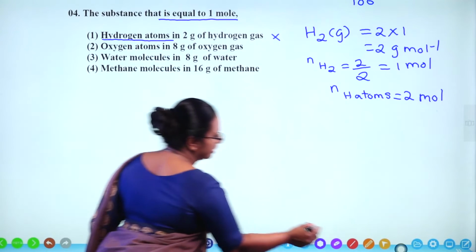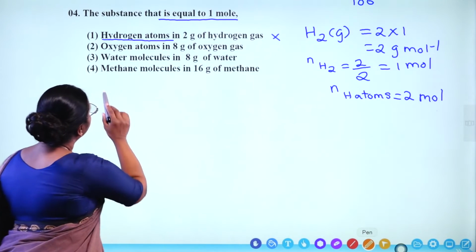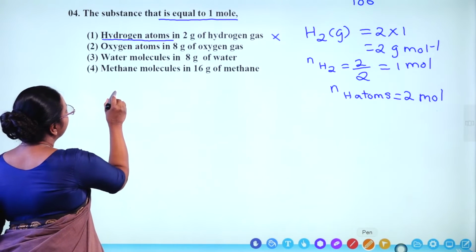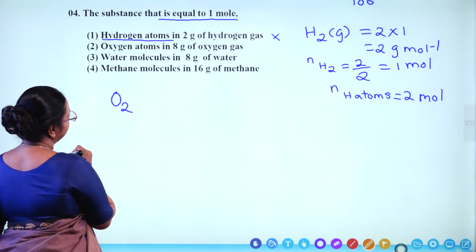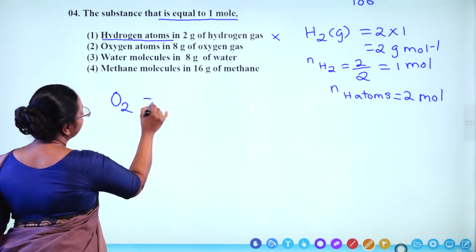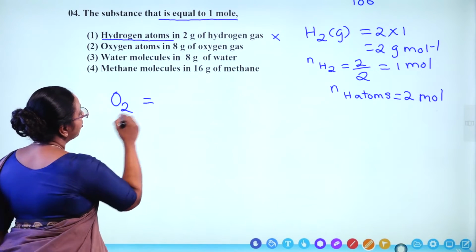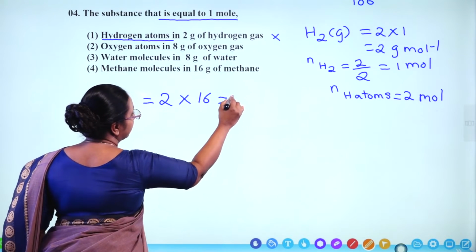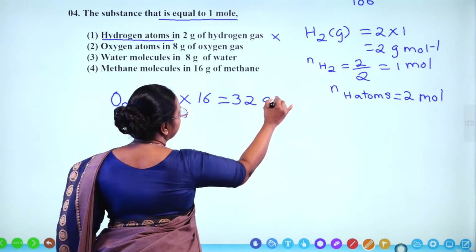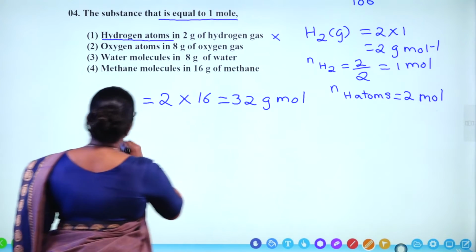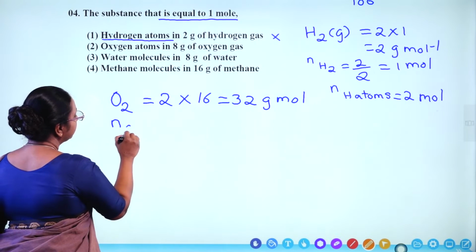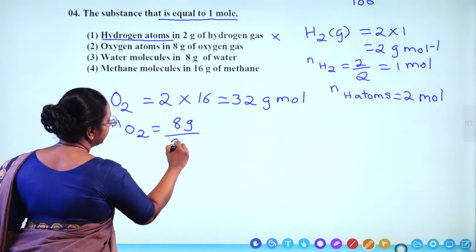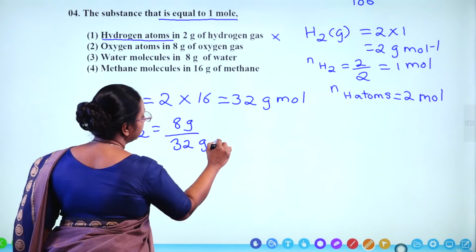So, if we do the calculation now, oxygen atoms in 8 gram of oxygen gas. So, what is O2 gas? It is O2. Then, if you calculate the molar mass, oxygen is 16, there are 2 oxygen atoms, so it will be 32 grams per mole. Then if you calculate the number of moles of O2, it's 8 grams divided by 32 grams per mole.